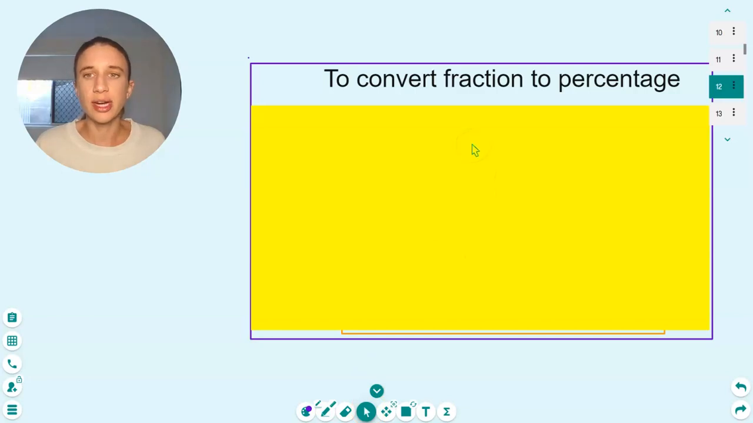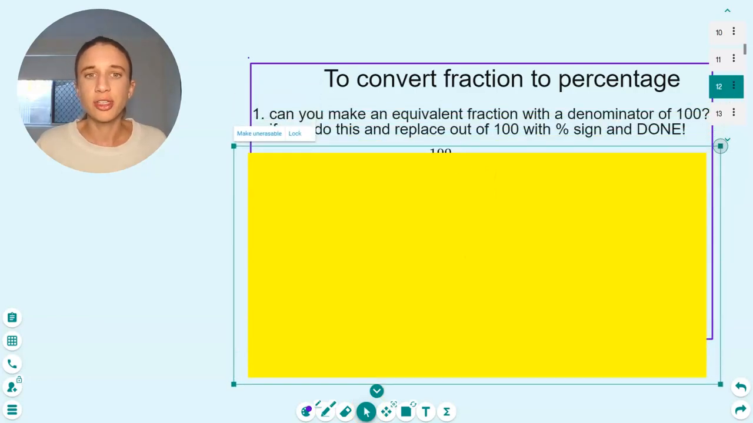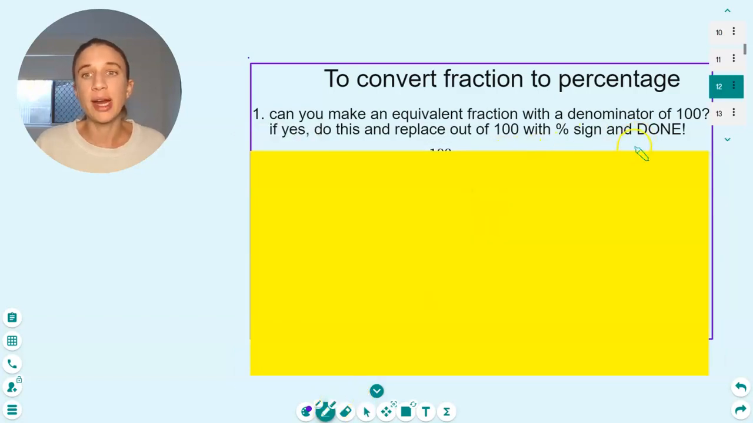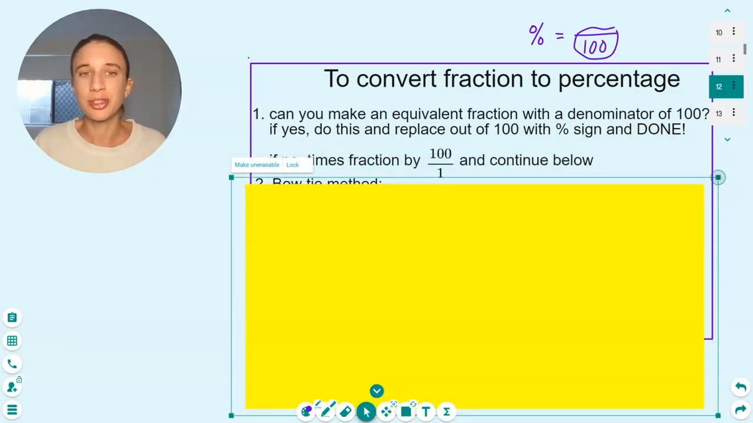To convert fractions to a percentage, the first step is you ask yourself, can you make an equivalent fraction with a denominator of 100? Because the percent sign means out of 100, right? You're putting the number out of 100. So if you can express it with a denominator of 100, do this and replace out of 100 with a percent sign and you're done. We will actually have a look at an example soon.